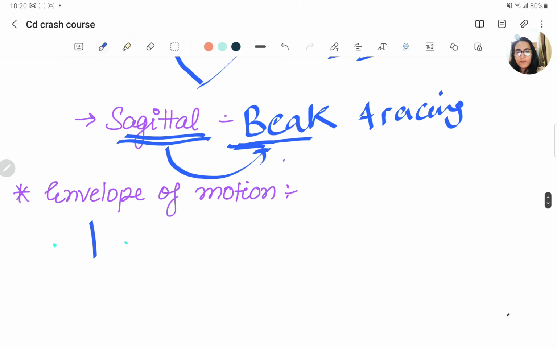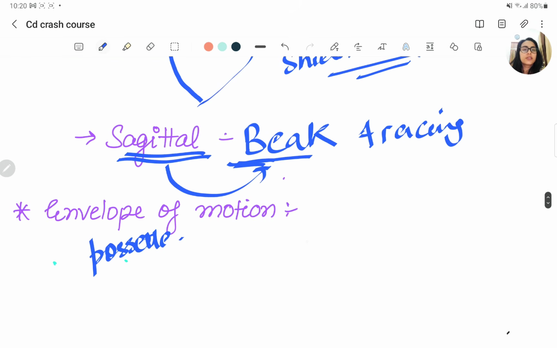Then the envelope of motion is given by Posselt. And see, the Posselt envelope of motion is 3D. This is the centric relation. Then the patient from centric relation closes the mouth. So that is going to be maximum intercuspation, tightly closing.